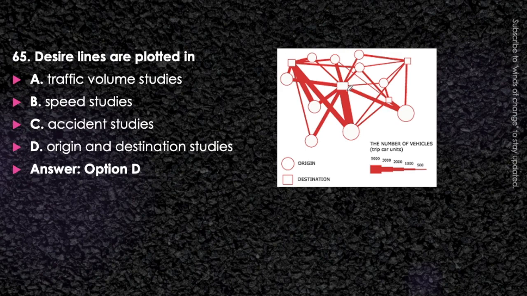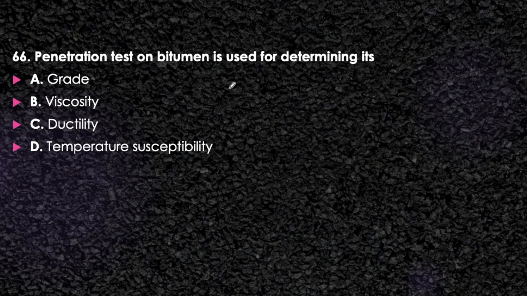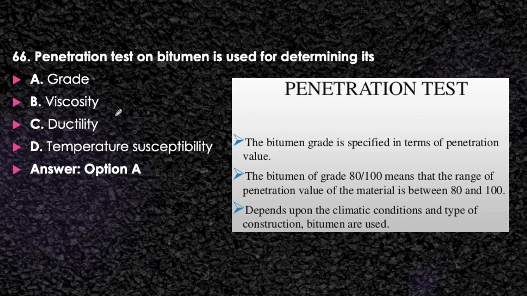Okay. Next question. Penetration test on bitumen is used for determining its grade, viscosity, ductility or temperature susceptibility. Think about it. Penetration test on bitumen. There is a grading of the bitumen based on penetration value only. So it will be option A, that is grade. Penetration test will determine the grade of the bitumen.